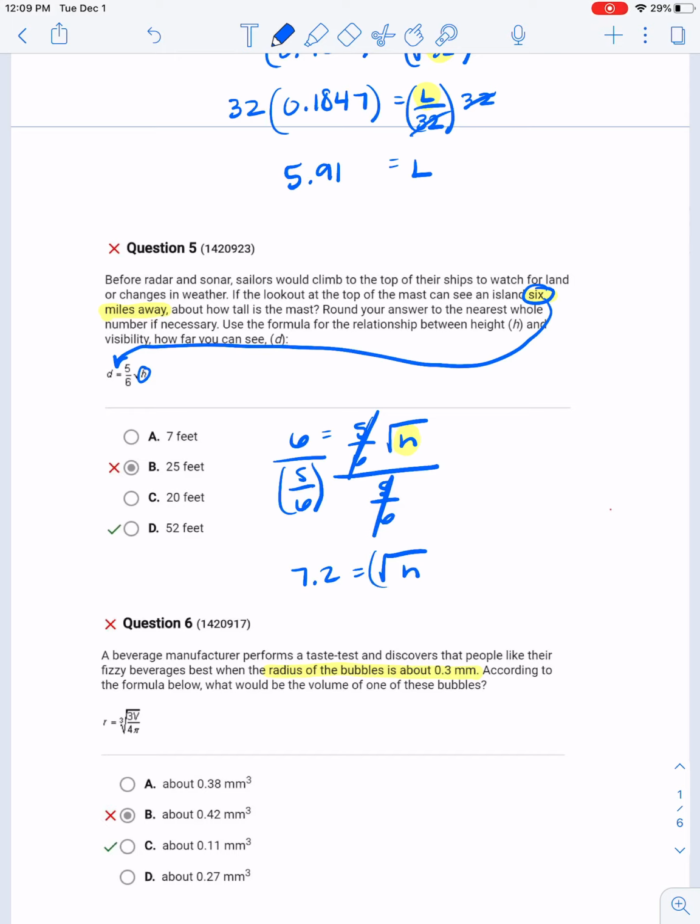And then again, to get h by itself, I'm going to square both sides. So 7.2 squared is 51.84, and the square and the square root cancel. 51.84. It said round to the nearest whole number, so that would be 52 feet.